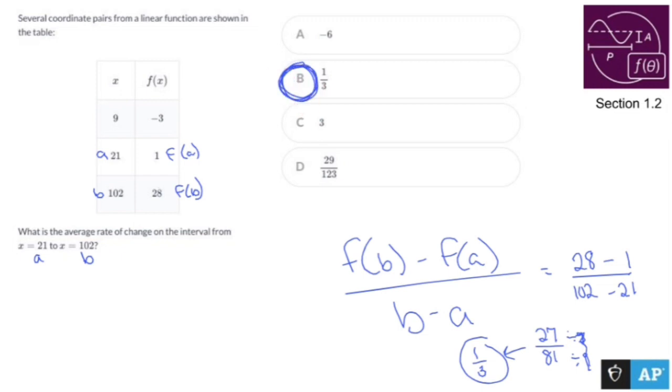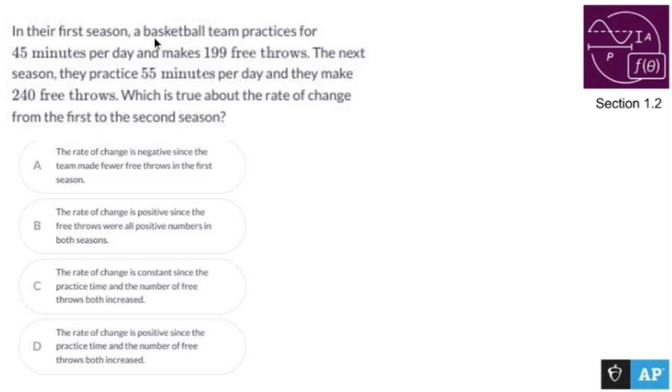Random math problem for 1.2. In their first season, a basketball team practices for 45 minutes per day and makes 199 free throws. The next season, they practice 55 minutes per day and they make 240 free throws. Which is true about the rate of change from the first to the second season? So let's actually find the rate of change. Here's the formula for rate of change, f of b minus f of a over b minus a.